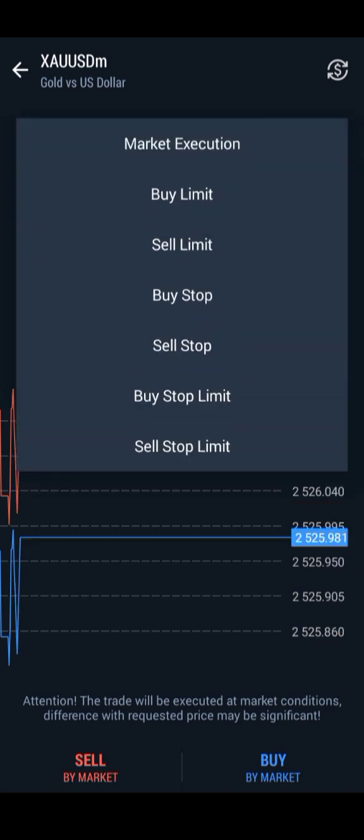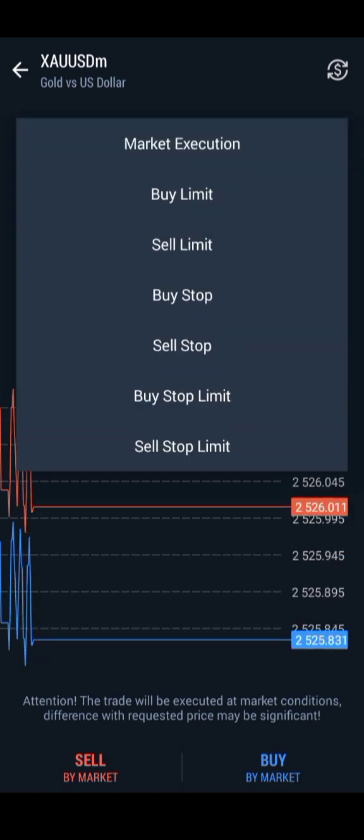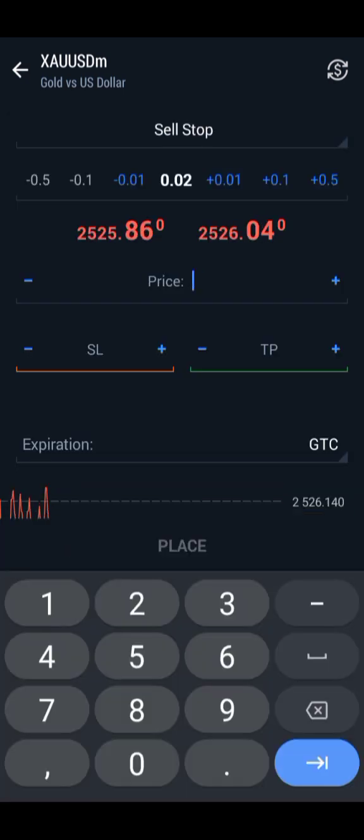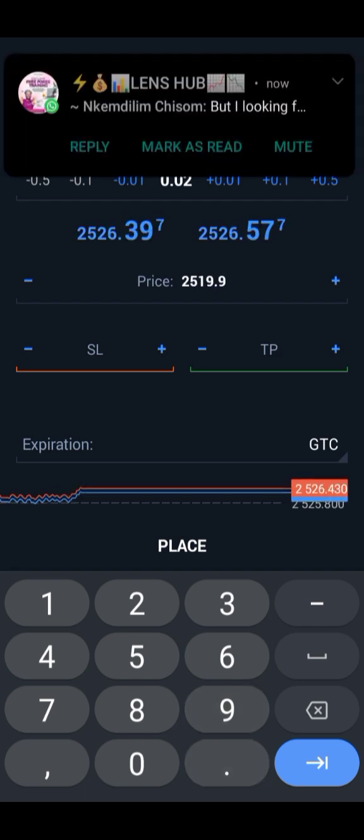I'll click here. So we are explaining what a sell stop is now. I'll click here. I'll say, whenever the market hits 25,19.9, let it take me in the market.